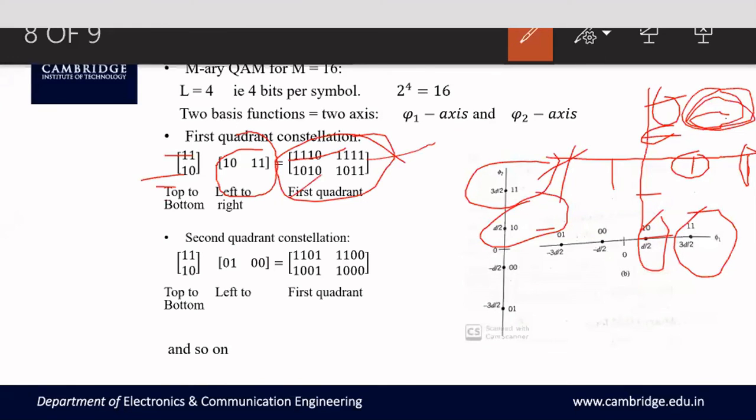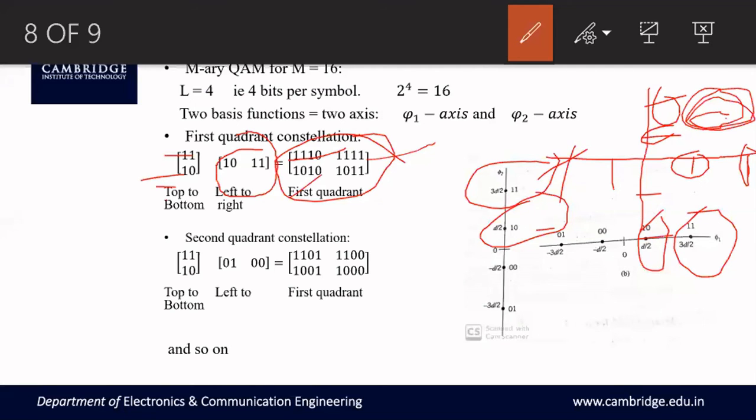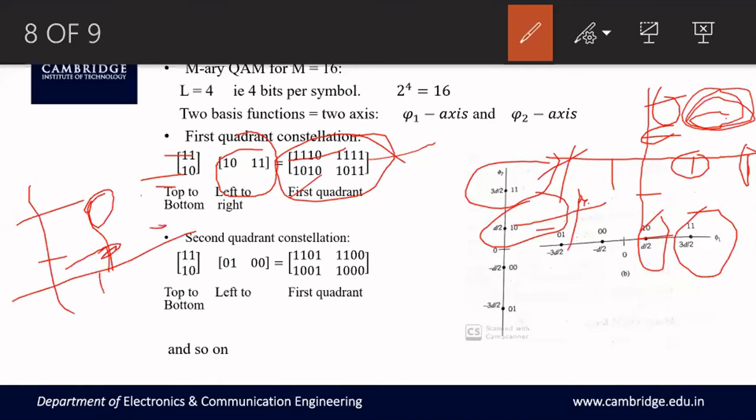So the 4 patterns in the first quadrant make 4 symbols. That means in the first quadrant, I can define 4 different symbols. How to define amplitude? If you join these two this way, this is going to make one amplitude. Suppose if you choose like this, this is one symbol, and this is the amplitude level. For the second one, this is the amplitude. Like this, 4 amplitude levels can be chosen.